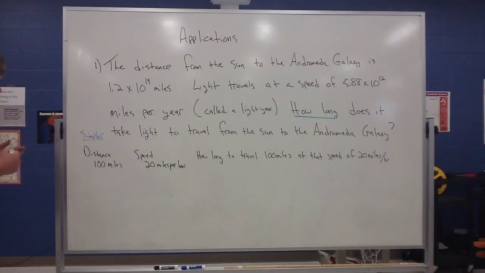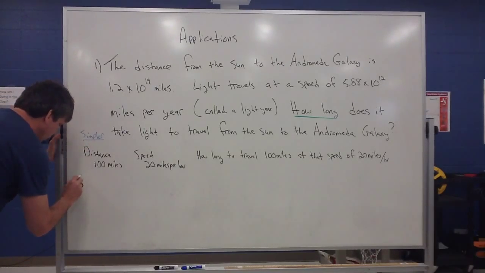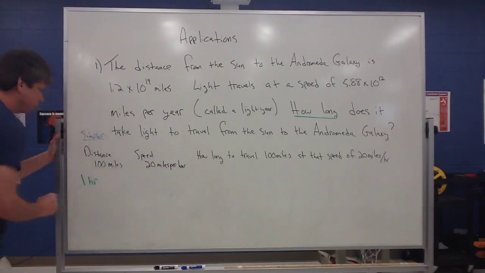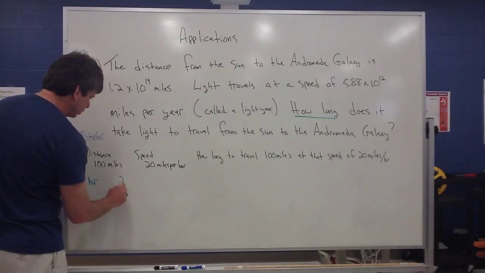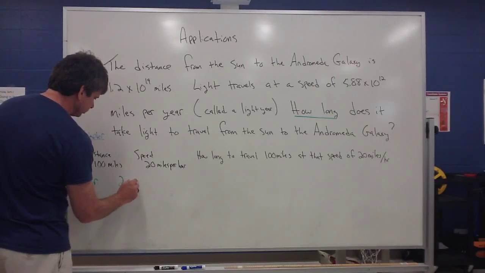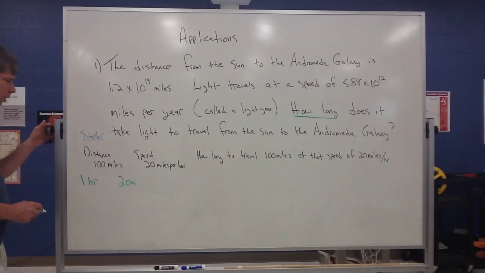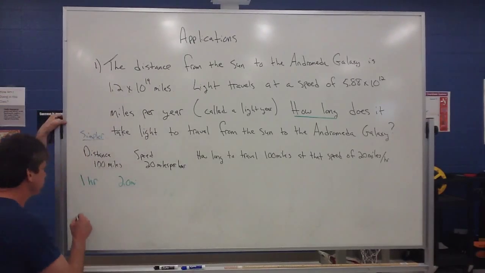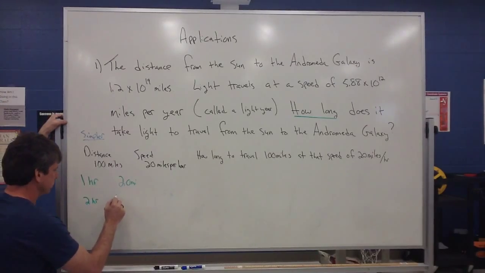Now for me, if I wasn't really sure how to do this problem, what I could do is start out with a table. Well, let's suppose I traveled 1 hour. I understand that in 1 hour I could go 20 miles. But my goal is to get to 100 miles. So if I travel 2 hours at 20 miles per hour, so I'm going 20 miles per hour.